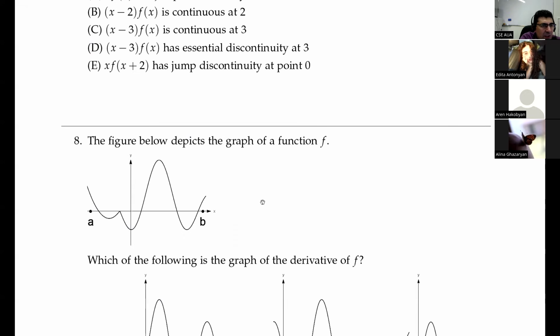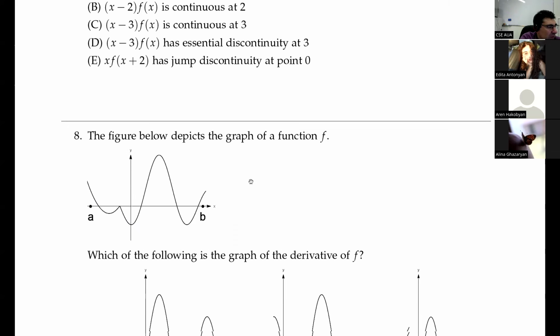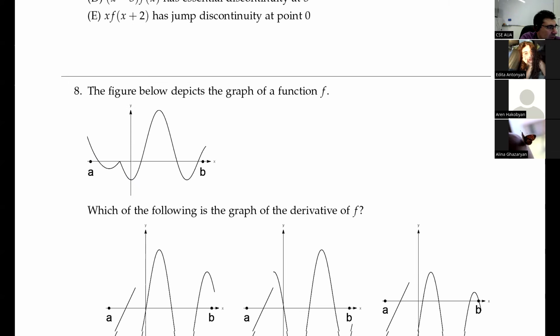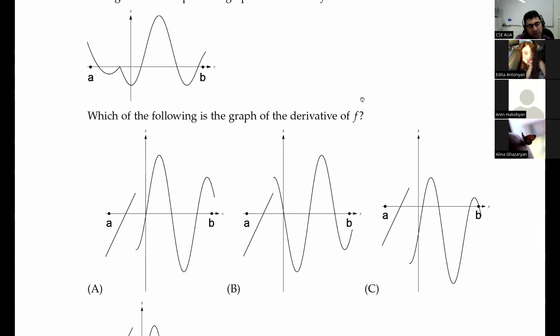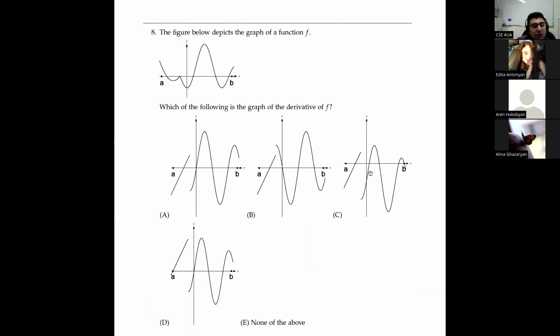We saw a graph like this already. But now we are given the graph of function f. This is the graph of f. Which of the following is the graph of the derivative? Guys, here, the way of thinking is the following. Let's try to eliminate wrong statements. So how can we eliminate?